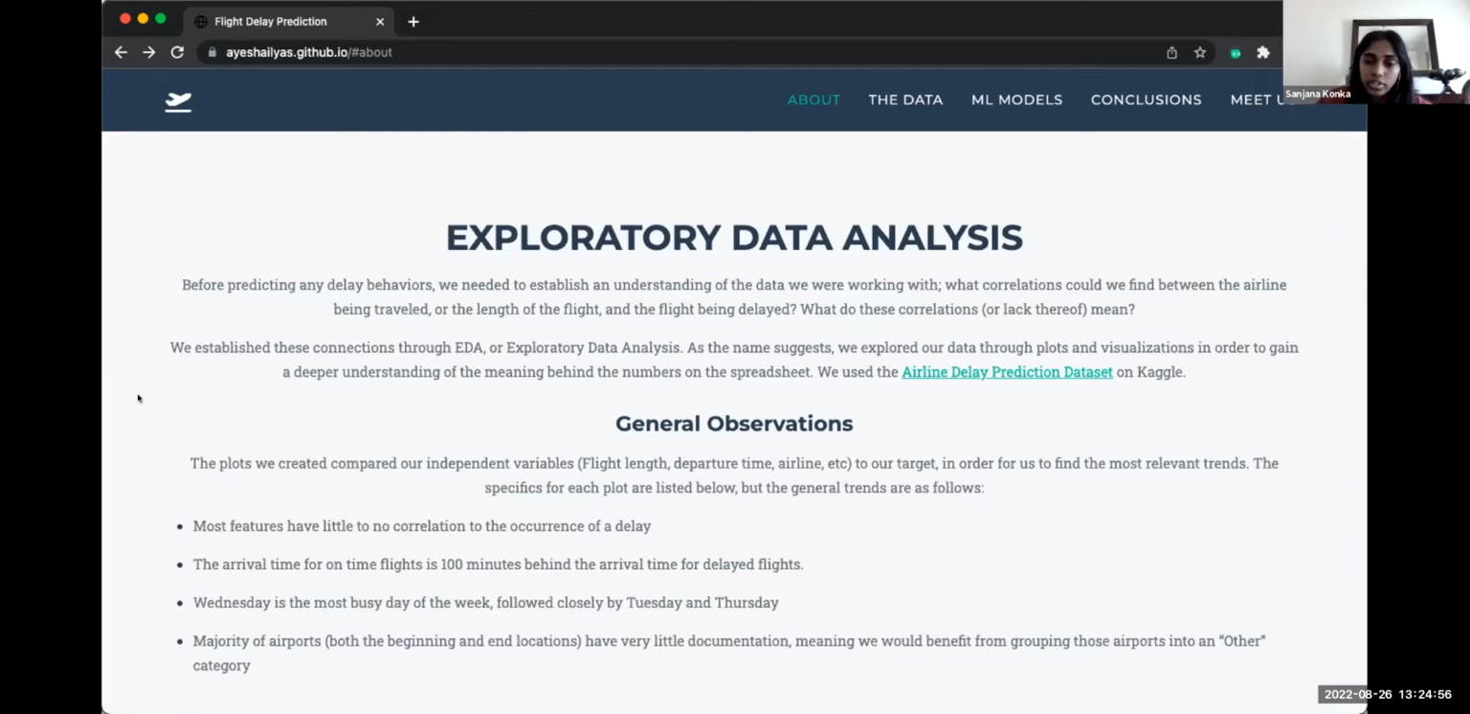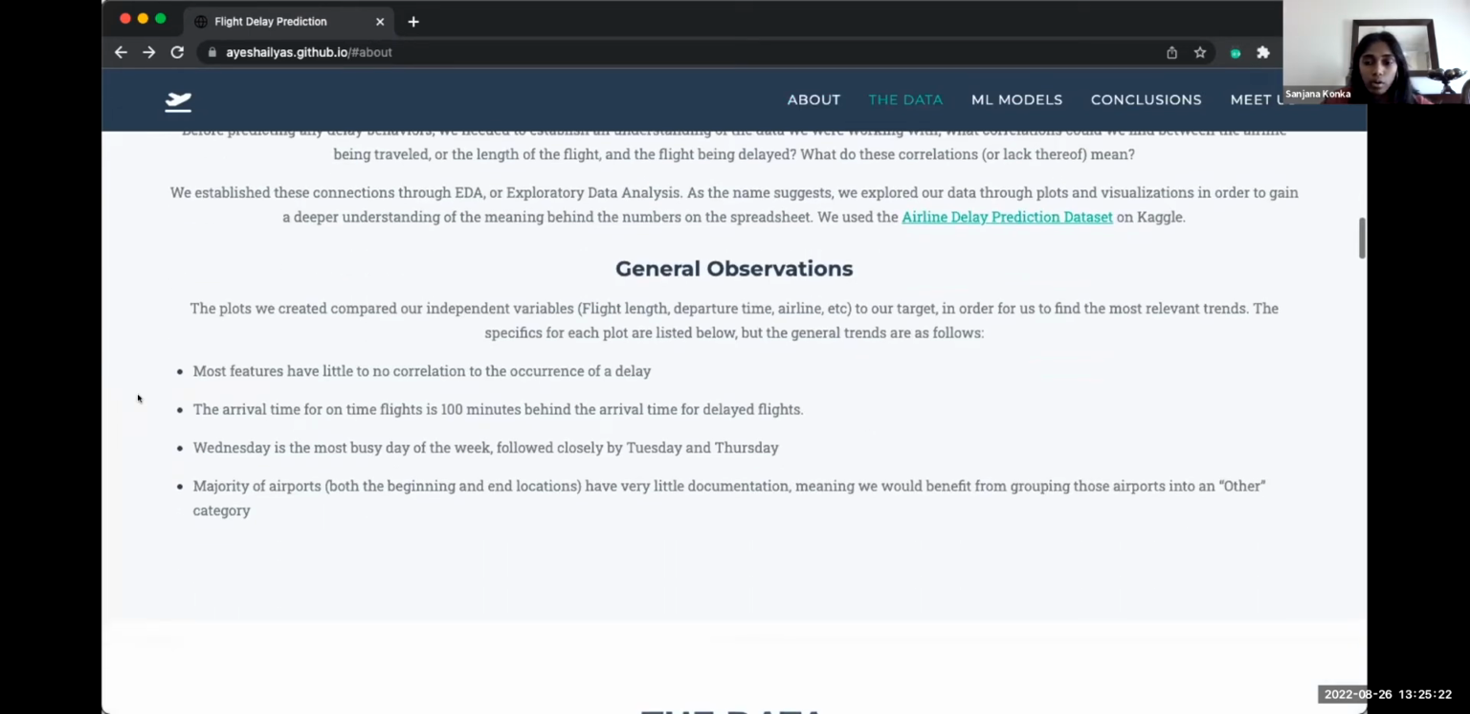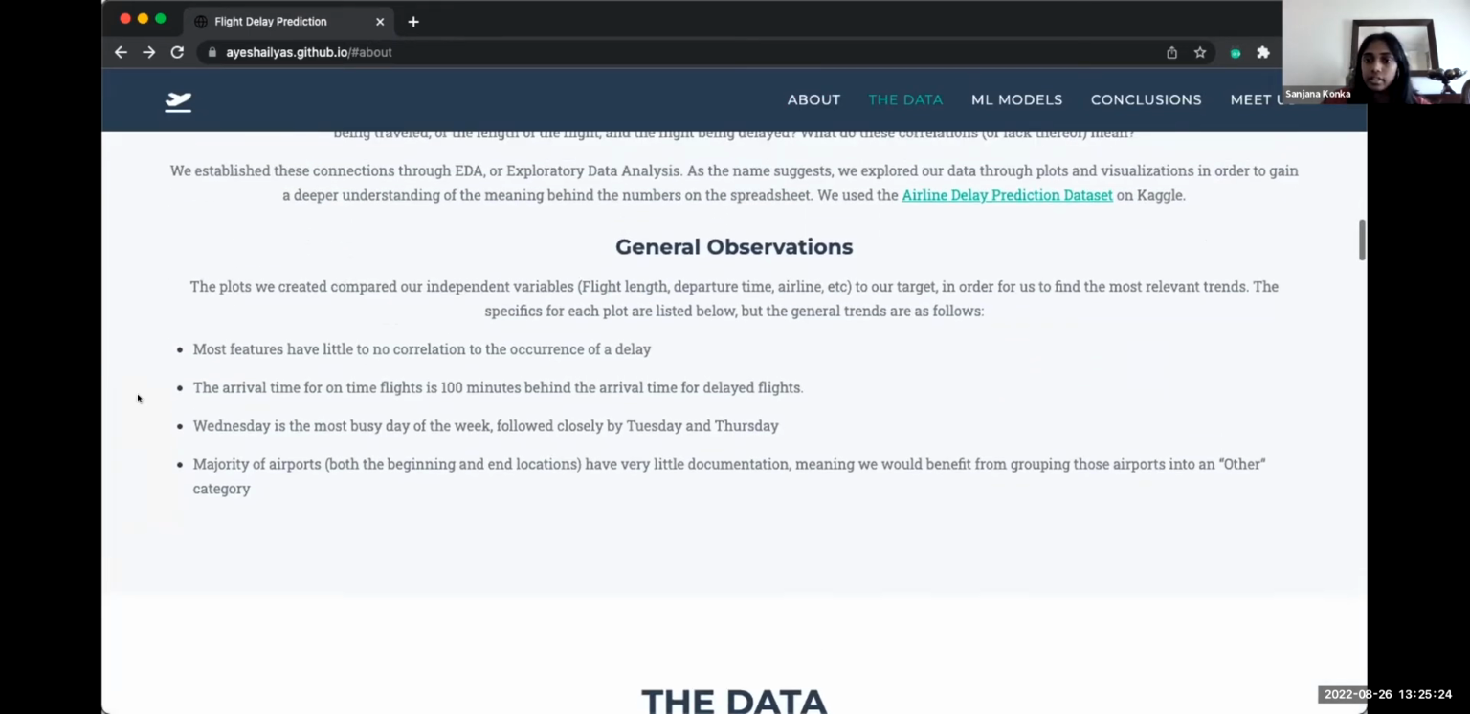So for the exploratory data analysis process of our project, basically before predicting any delay behaviors, we needed to establish an understanding of the data we were working with and also find correlations between the different features that we were looking at, such as the airlines being traveled or the length of the flight and the flight being delayed, and also to identify what these correlations mean. And so we also use the airline delay prediction data set on Kaggle for this project.